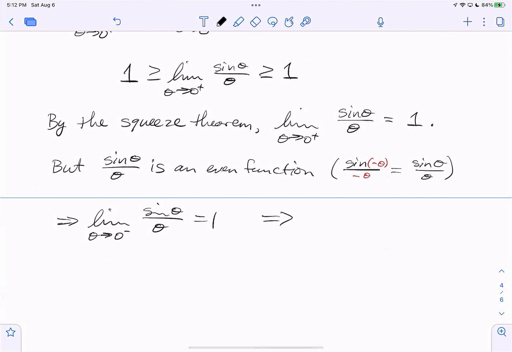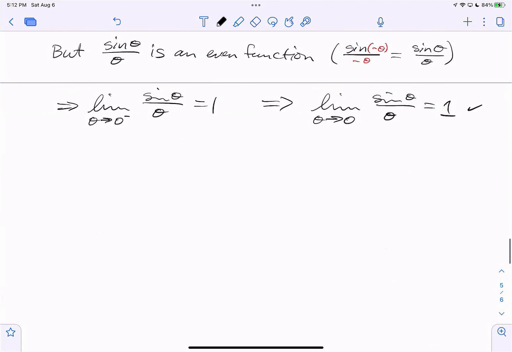So we can finally say that the limit as theta approaches 0 of the sine of theta over theta is equal to 1, as we said. And we're going to use that for the proof of 2. But we're going to do that in the next video.